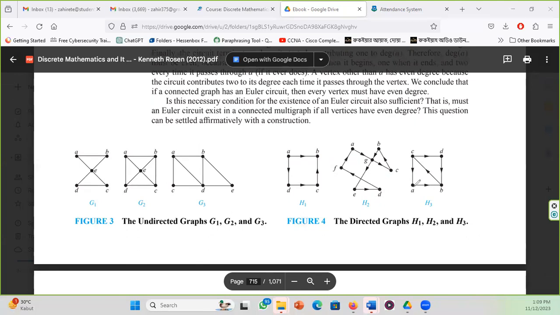If you start from A, clear? Then back to A. But I already need to use this line 2 times.